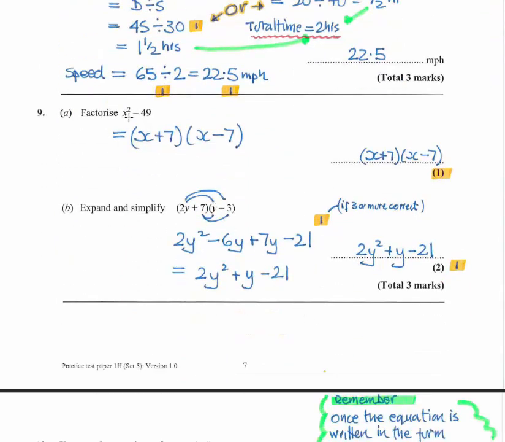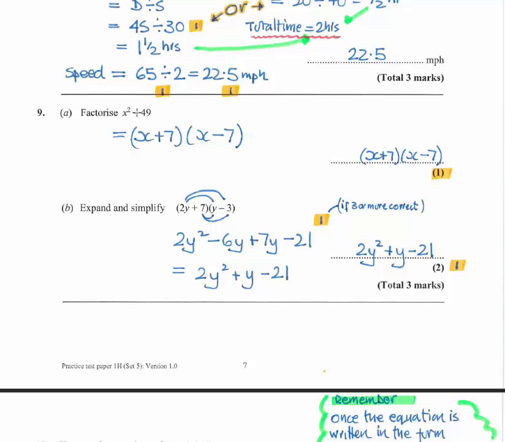Okay, factorise x squared minus 49. Now this is what's called the difference of two squares, because you've got x squared take away 7 squared. And that factorises in a regular kind of way that you should be familiar with, x plus 7, x minus 7, because 7 is the square root of 49. One is plus and one is minus.